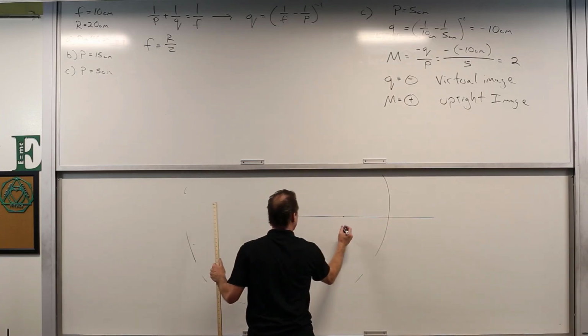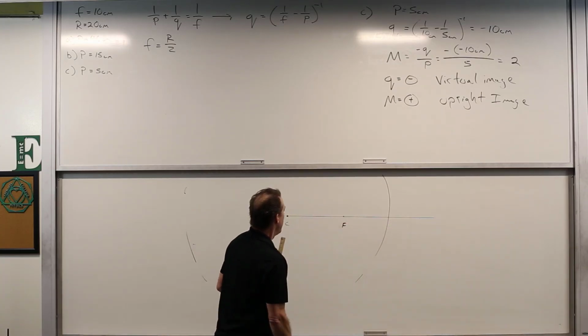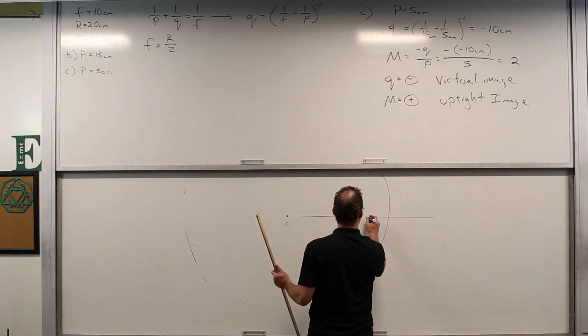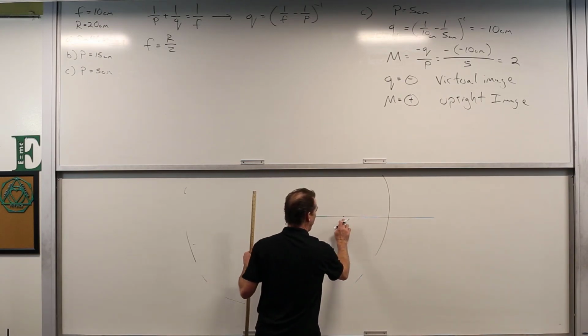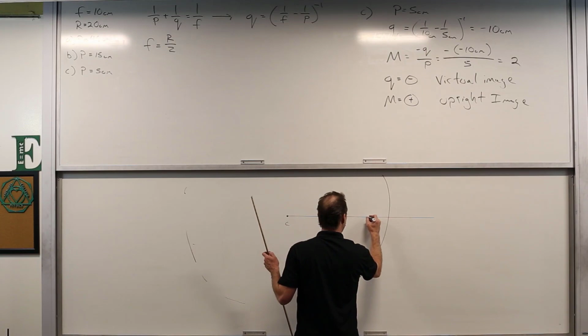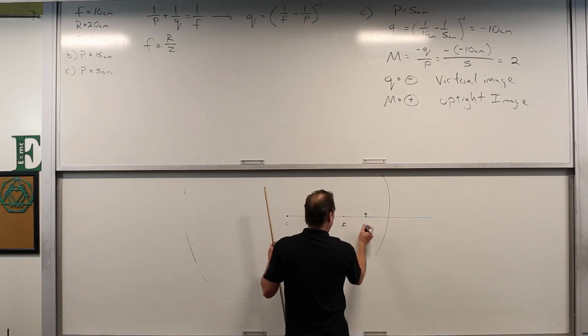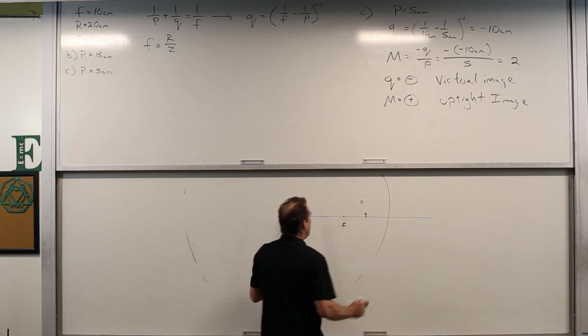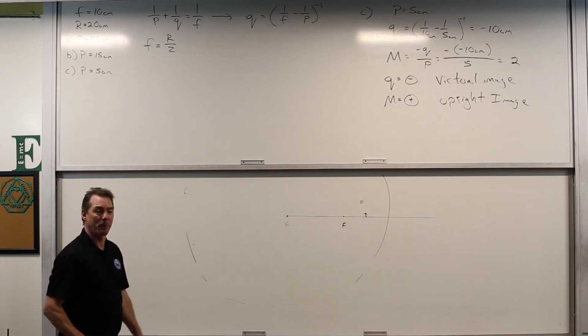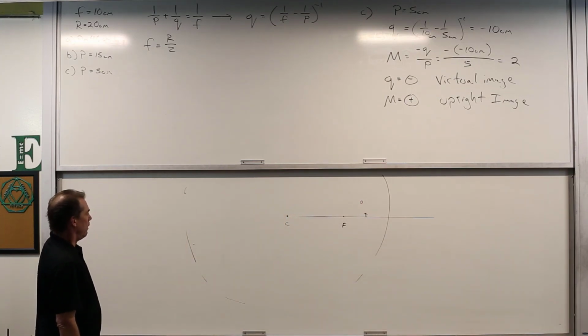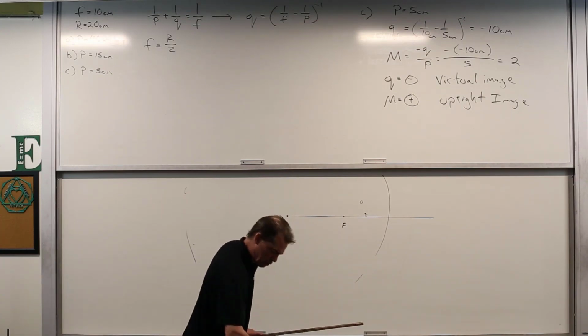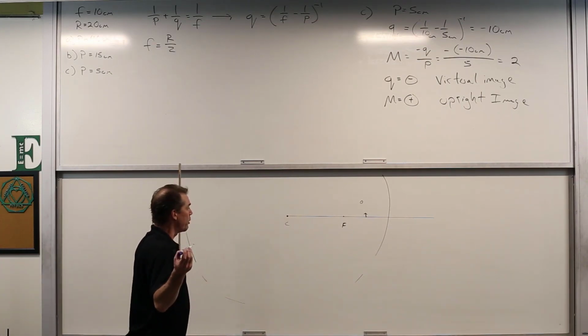So we've got ourselves a C, we've got ourselves an F, and then we're going to put our object halfway in between the focal point, which is 10 centimeters away in the mirror. So we've got ourselves a little object right there, making it very small for a reason here. And we just go through the motions again.